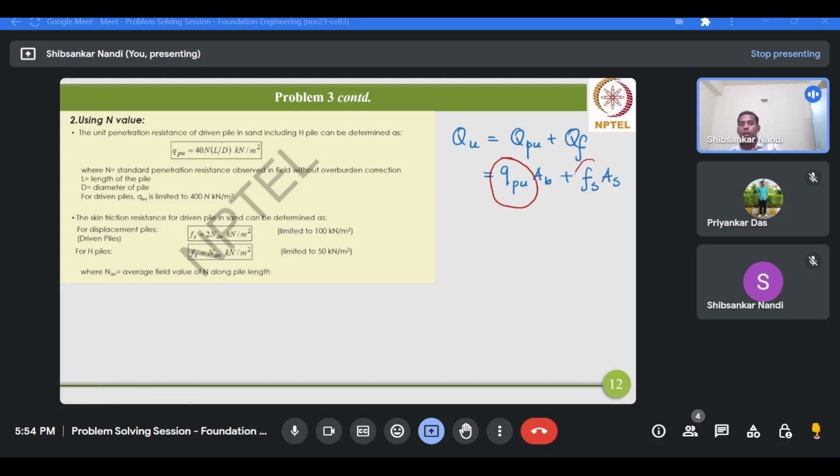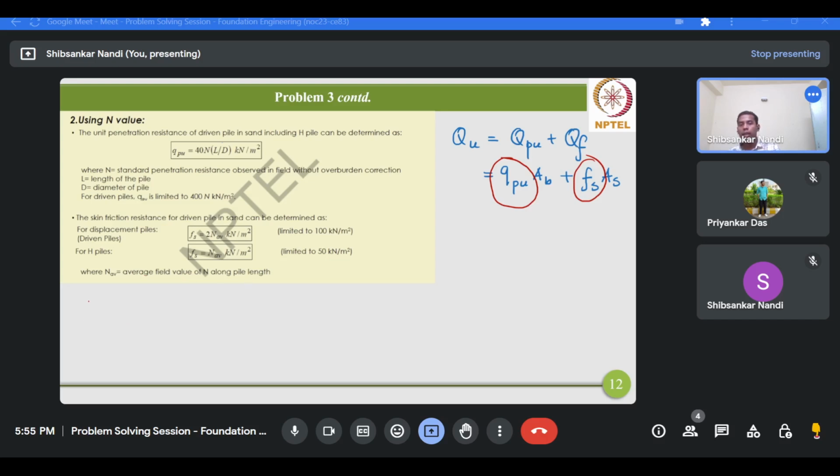Now what about the unit skin friction resistance? Depending on the type of piles, you have to use the equation. First of all, for displacement piles, which is applicable for a driven pile, this will be 2 times N average, again with a limiting value of 100 kN per meter square. And for H piles, this is only N average, limited to 50 kN per meter square, where N average is the average field value of N along the pile length. We'll calculate one by one.